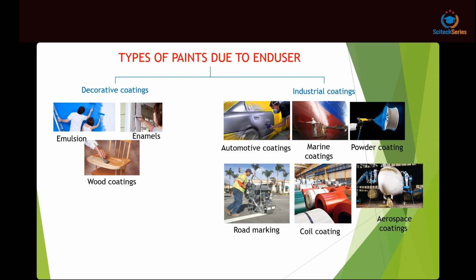Now here you can see automotive coatings: cars and vehicles come under automotive coatings. Marine coatings are for ships, submarines, huge vehicles. Powder coating, road marking, coil coatings, and aerospace coatings are different coatings that come under industrial coatings.